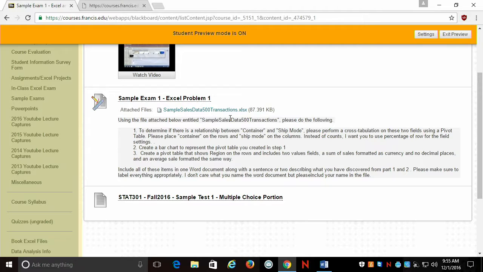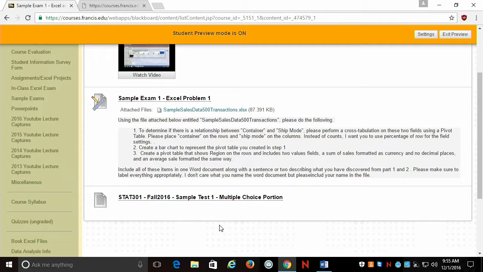Create a bar chart to represent the pivot table you created in step 1. Include all these items in one Word document. So there's a video reviewing that, so you can watch that video, or I could do it again if you're totally lost. But that could be a good question. That would be actually 2 of the 3 things, right? A pivot table and a bar chart, right? So that's probably a good one to look at. Yes?